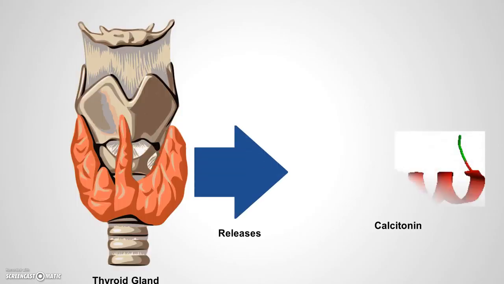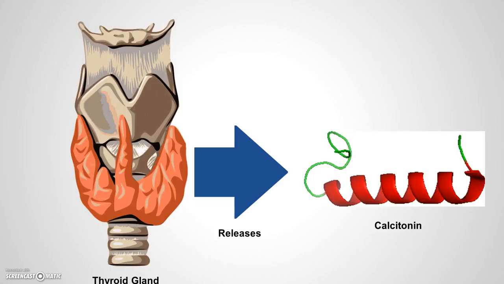The thyroid gland is located in the neck just under the larynx or voice box, and is part of the endocrine system, which works with the nervous system to regulate body functions and maintain homeostasis. Calcitonin is a peptide hormone that lowers blood calcium level.